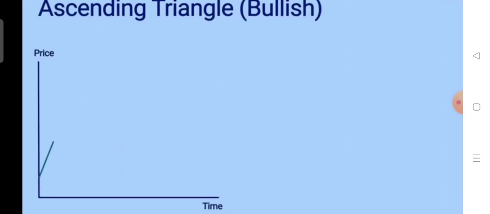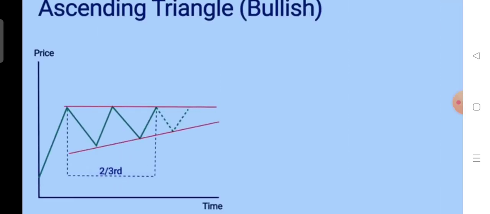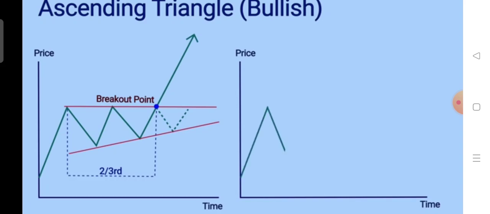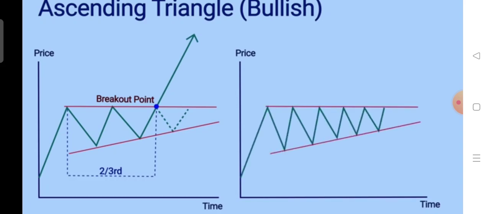One important point for any kind of triangle, be it symmetrical, ascending or descending: normally, if the breakout happens within the first two-thirds of the price action, then the move that unfolds after the breakout or breakdown is much more sustainable. But if during the ascending triangle the price just goes towards the tip of the triangle and then breaks out, there is a possibility that the move that follows is not that fierce or sustainable.